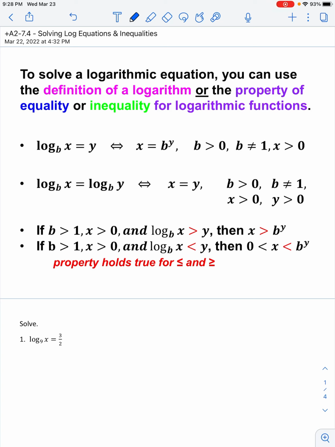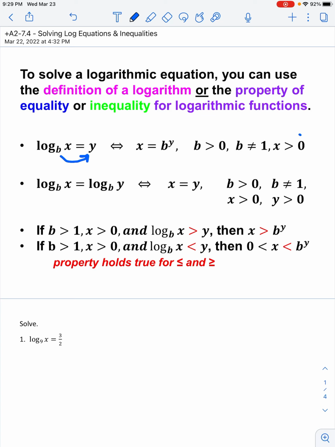have log base b of x equals y, then of course the argument x has to equal the base b raised to the y. And so that's the first way we can go about solving a log equation, or as we're going to see in the last two bullets, that also applies to an inequality.